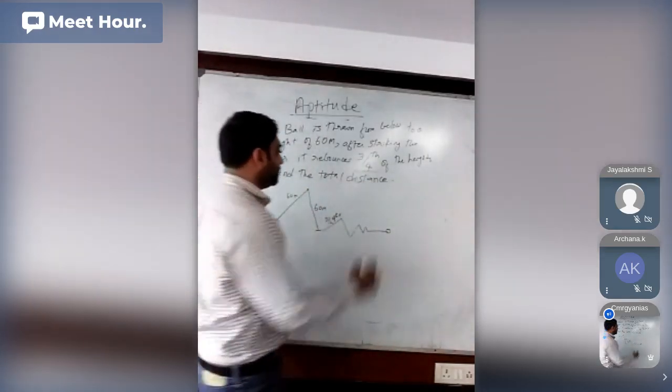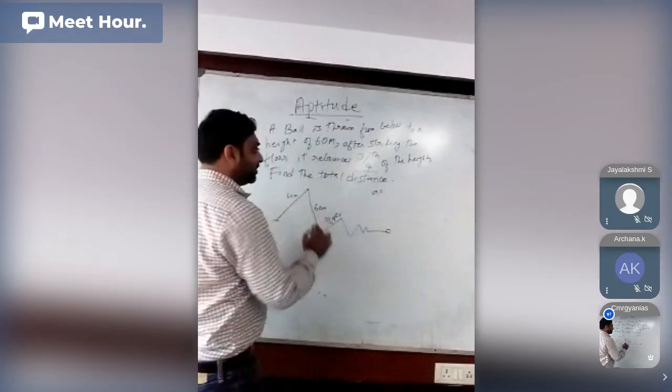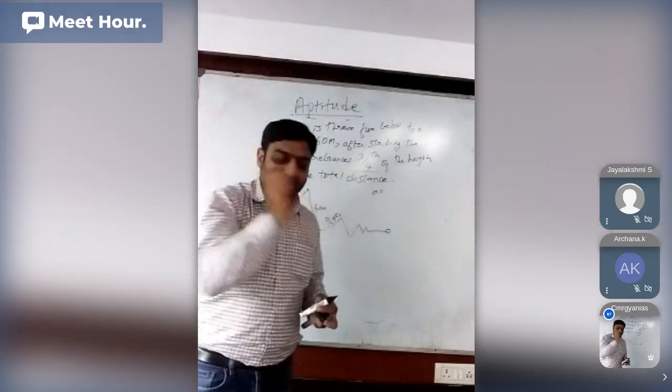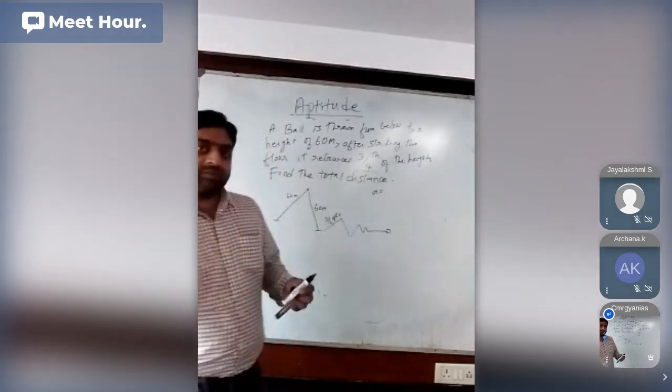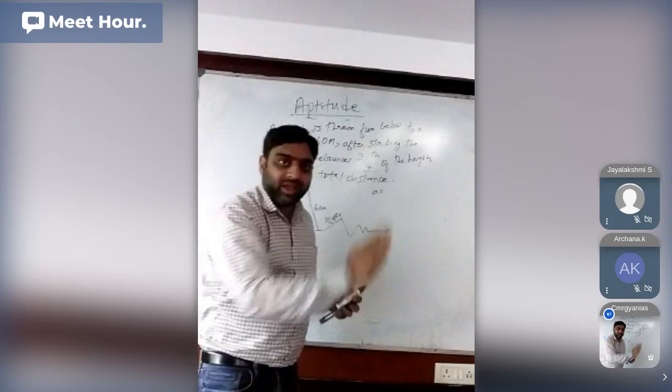So here again, A is what? Before, I dropped it from the top, so that A was 120. But now I'm throwing from down. So it goes up and comes down and then again it goes up, right? So both put together.